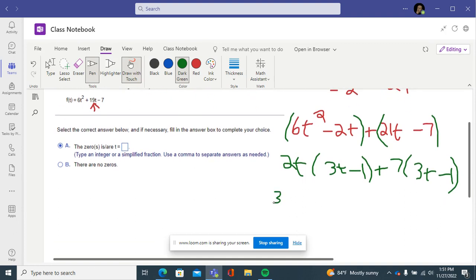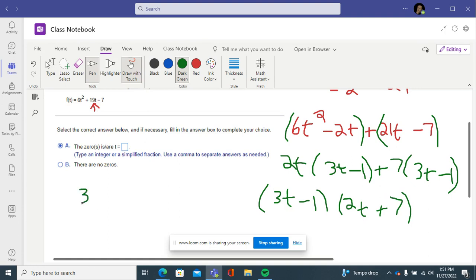So you're going to have 3t minus 1. There's one factor. And the other factor is what's on the outside. It's 2t plus 7. Okay, you factored it. Okay, you're still not done. You have to take both of those, set them equal to 0, and solve, because that was the whole point whenever you factor something.